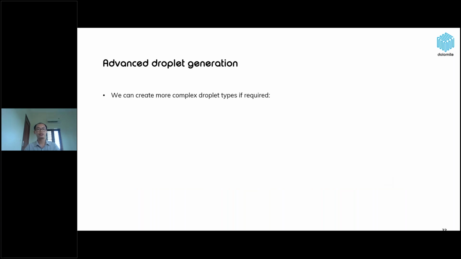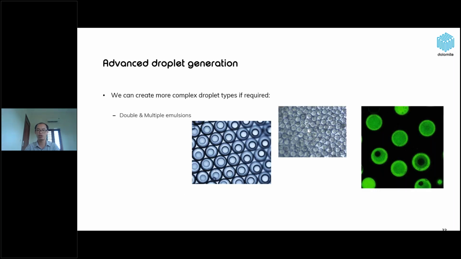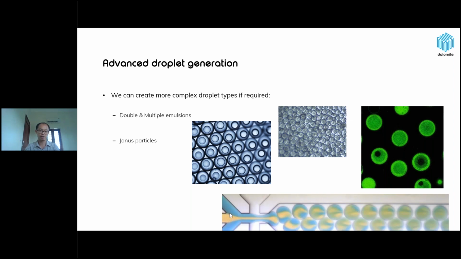We can create more complex droplet types if required, for example, double emulsion in here or multiple emulsion in here for advanced applications. Or we can make Janus particles by introducing different reagents into the chip to generate heterogeneous surface properties of particles.